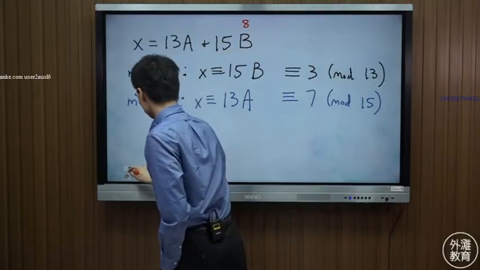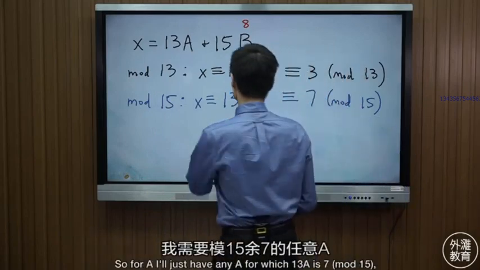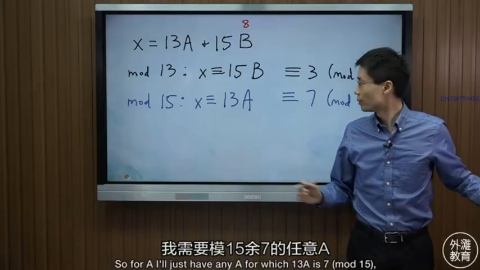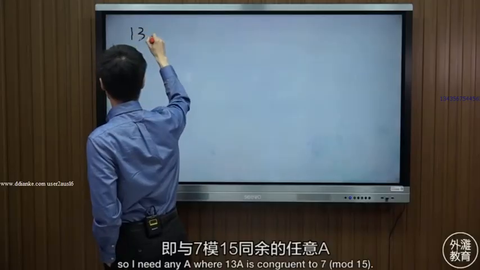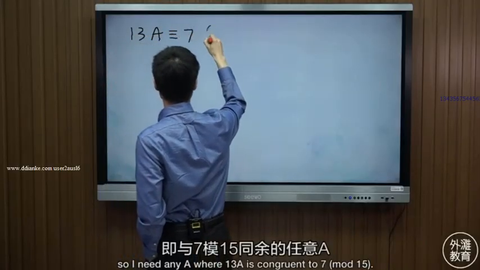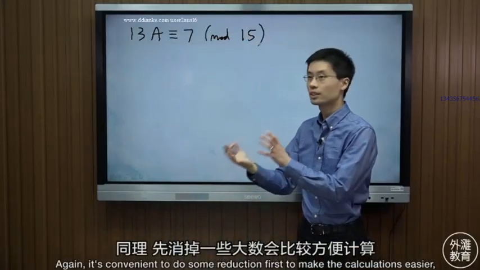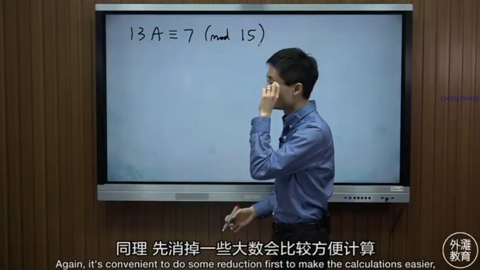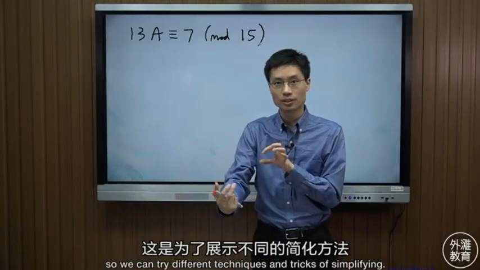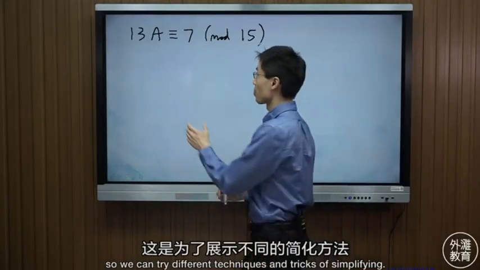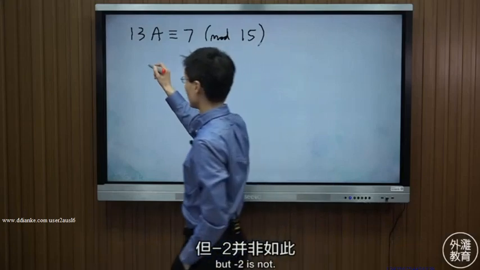Okay? The next thing we need to figure out is a good choice for a. So for a, I just need any a for which 13a is 7 mod 15. Again, it's convenient to do some reductions first to make the calculations easier. And I'm doing this question on purpose with all these numbers so we can try different techniques and tricks of simplifying. 13 is a very large number to be using, but minus 2 is not.